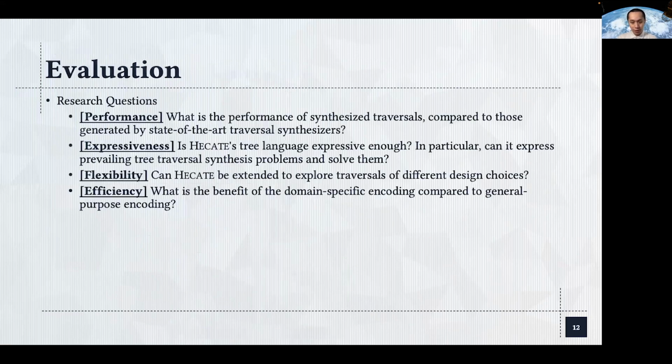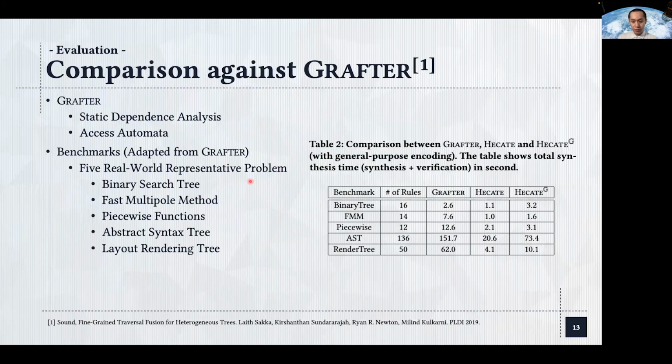So in the evaluation, we are primarily interested in the performance of Hecate and its synthesized tree traversals. We'll compare Hecate with state-of-the-art tools such as Grafter and FTR. First, we compare Hecate against Grafter. Grafter utilizes static dependence analysis and generates access automata for encoding and solving the tree traversal synthesis problem. We compare the total time spent on finding correct traversals.